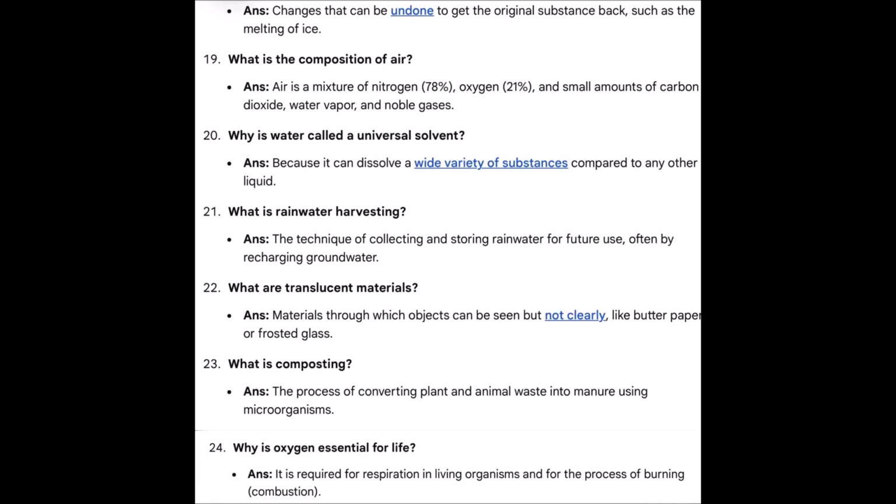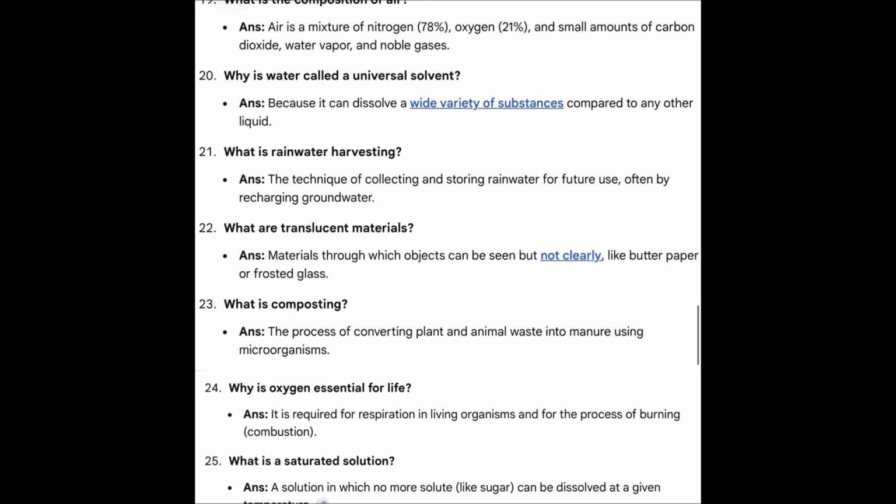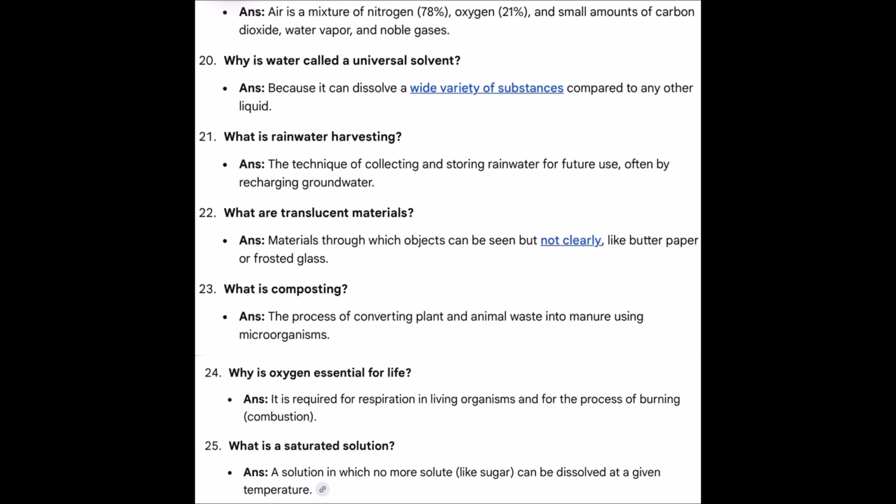Question 23 is, what is composting? Composting is the process of converting plant and animal waste into natural manure using microorganisms. Next question is question 24. Why is oxygen essential for life? The answer is, oxygen is essential for life because it is required for respiration in living organisms, and it is also used for the process of burning. If there is no oxygen, there will be no burning of any fuel.